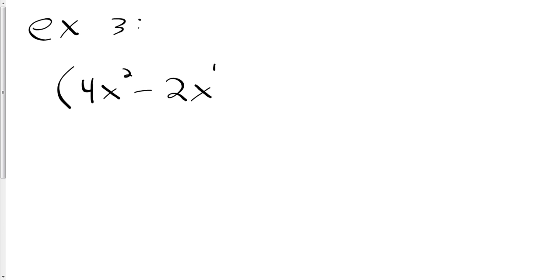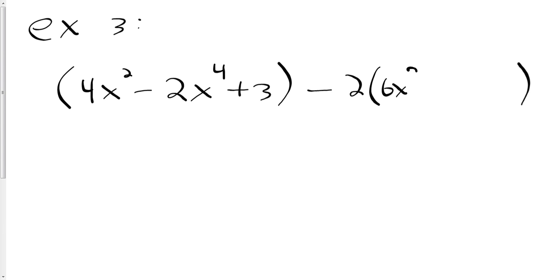Okay. Last one. Example 3. Okay, so let's say they do this. They go 4x to the second minus 2x to the fourth plus 3. Okay, and then they do minus, and I'm going to make it even more interesting, 2, and then they do like 6x squared plus 10 minus 2x to the third.